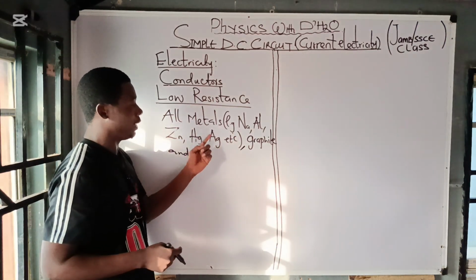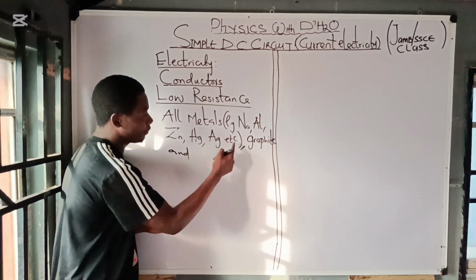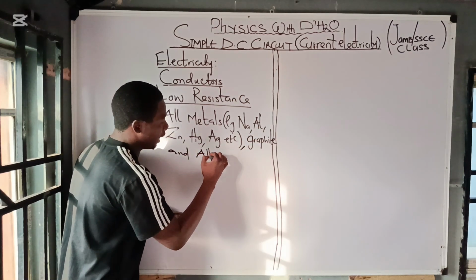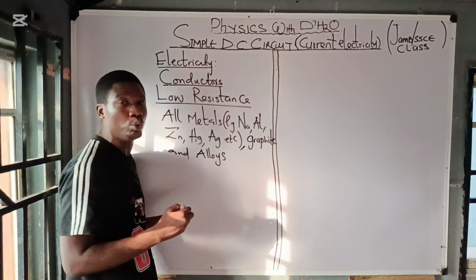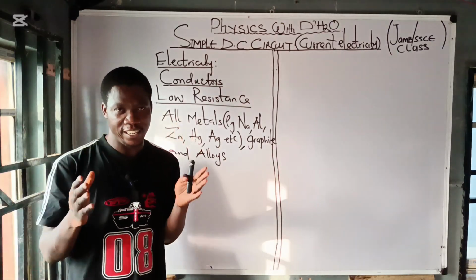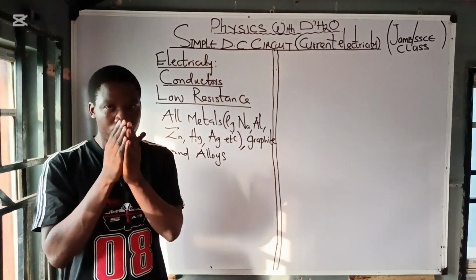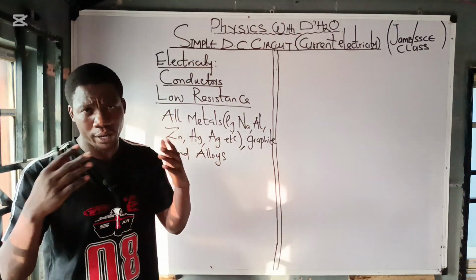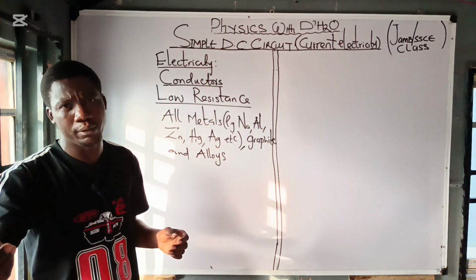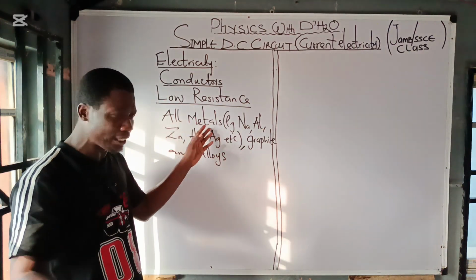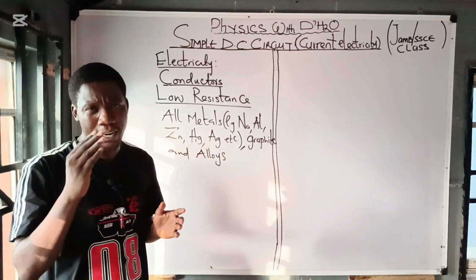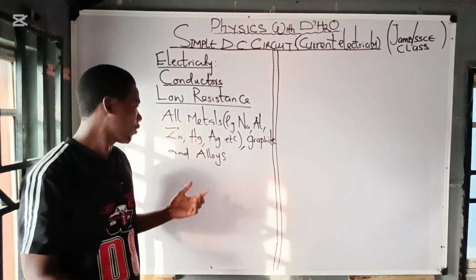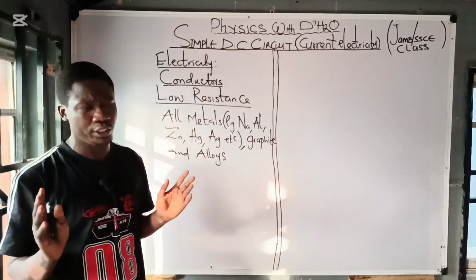You have all metals, you have graphite and you have alloys. All alloys are good conductors of electricity. So take your pen and your book. Note it that conductors are materials of low resistance that allow current to pass through them. And these conductors are metals. It includes graphite. Graphite is an allotrope of carbon. Then it includes alloys. So take note of that.